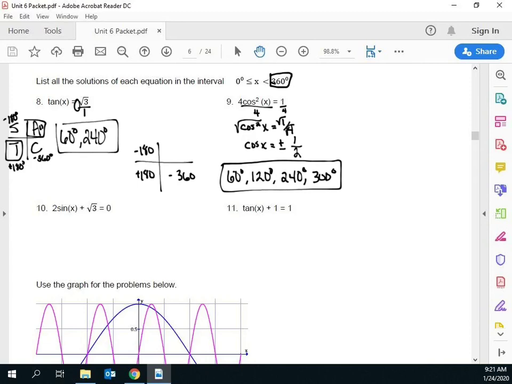All right, number 10. Michaela, what do I do first? We'll save that for last. There you go. And then what do we do last, Michaela? There we go.